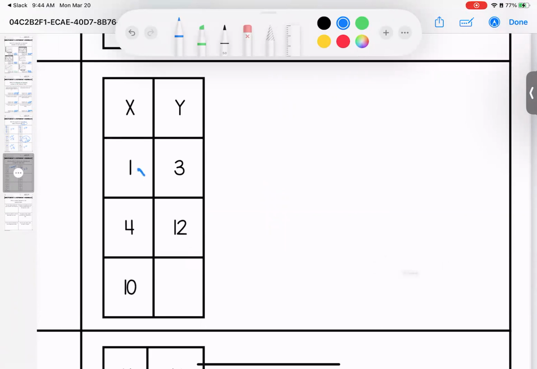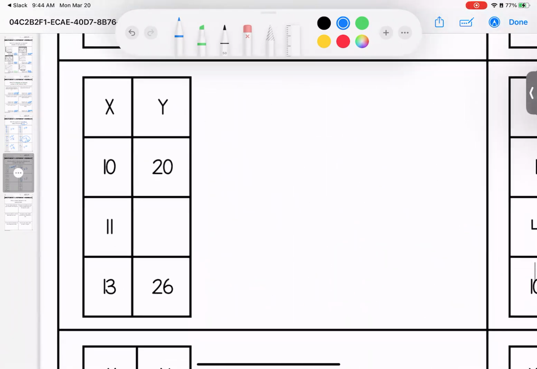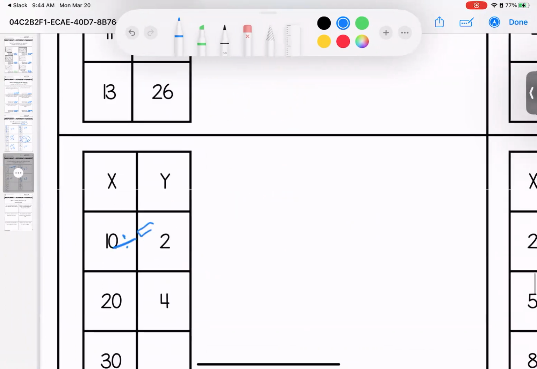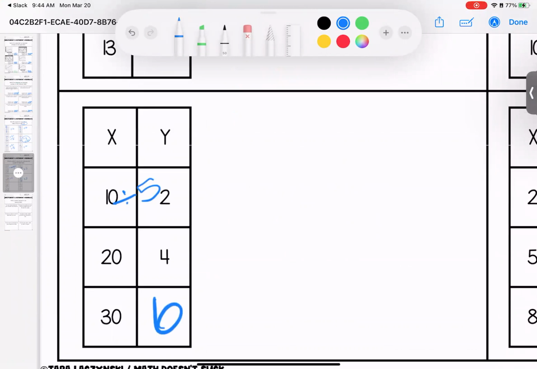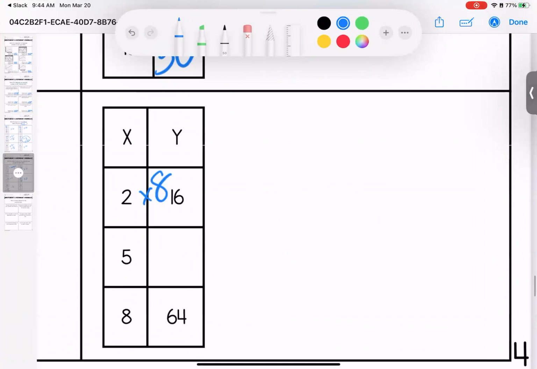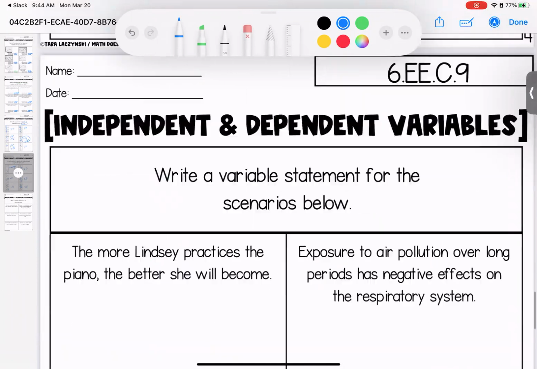Down here, I'm doing times 3, which gives me 30. The rule is multiply by 3. For this one, I am multiplying it by 2. 10 times 2 is 20, 13 times 2 is 26. Down here, I'm going to divide by 5, which gives me 6. Again, the rule is divide by 5. And then here, times 8. Times 8 gives me 40. My rule is multiply by 8. Any questions on these? Bring them with you to class.